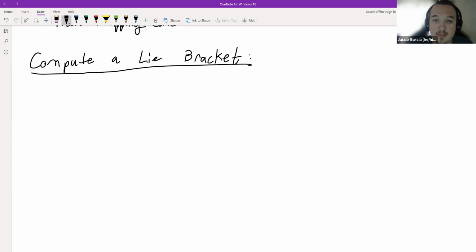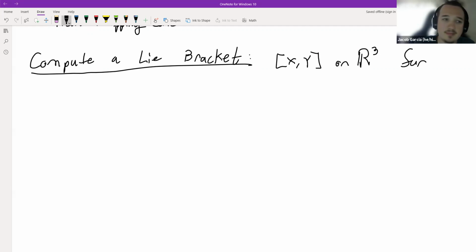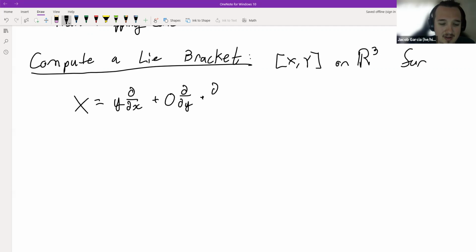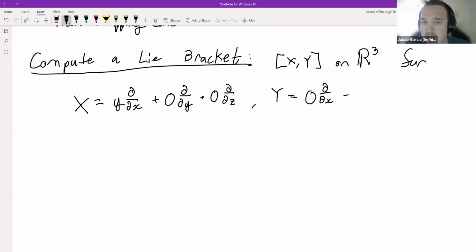Compute a Lie bracket. So we want to compute [x, y] on R3 for x equal to y dx, and I'm going to add in some extra terms just to make it more annoying to read, but easier to point things out later. So 0 dx plus x squared dy plus y dz. And so there's a formula for the Lie bracket, which is nice.